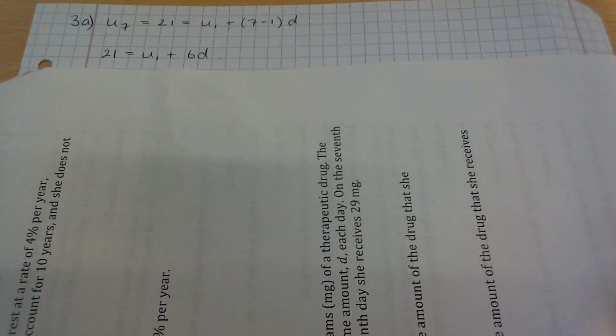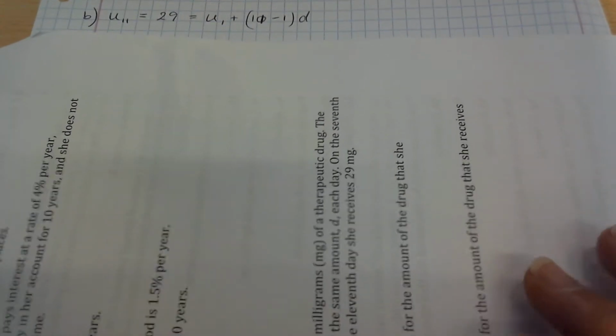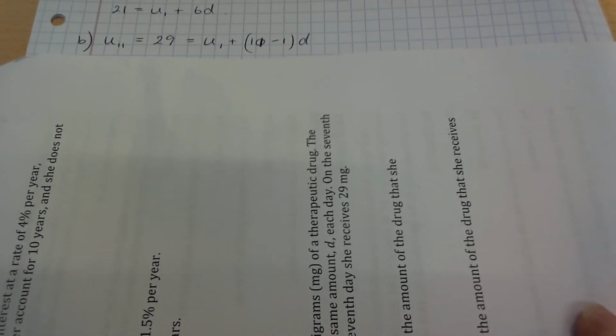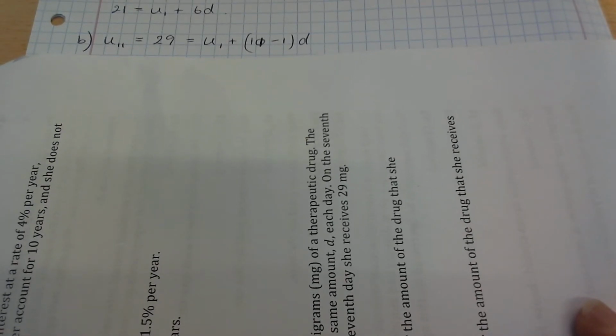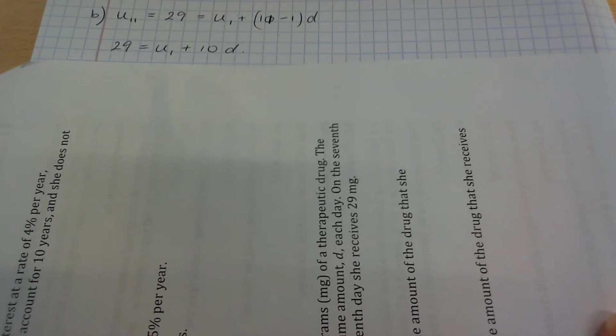Then for part B, you had to do the same again, but this time for the 11th day, where we're told that she had 29 milligrams. We're using the formula, smartened up, we get 29 equals u1 plus 10d.